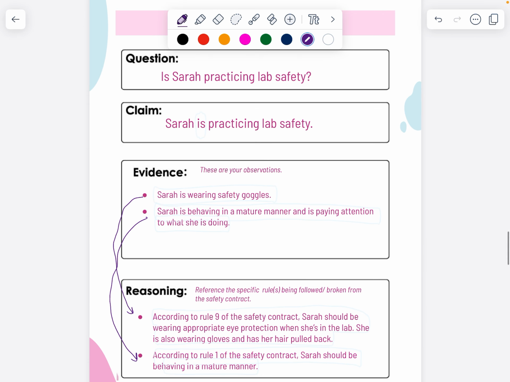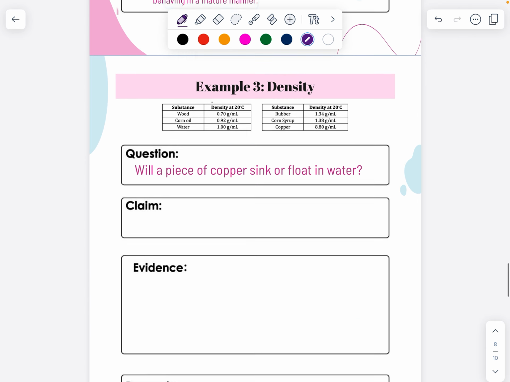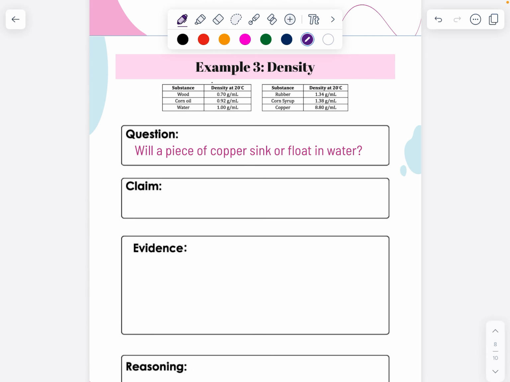All right. Next, one more example, and then you're going to do one on your own. We talked about density in the density notes, and about what determines if something will sink or float. And so this is, will a piece of copper sink or float? So my claim is going to be that copper will either sink or copper will float. So copper will blank in water.